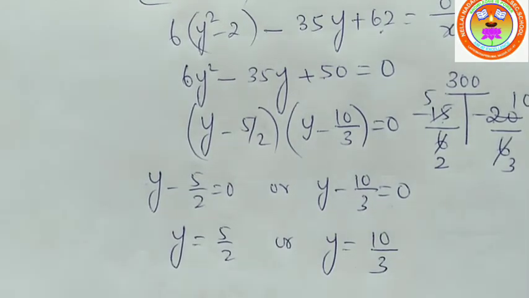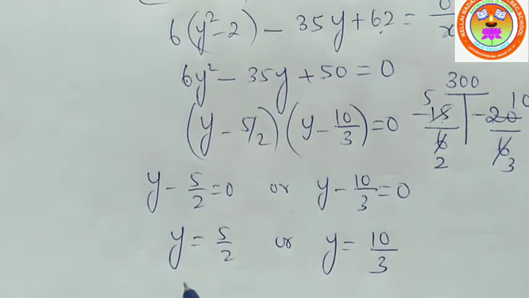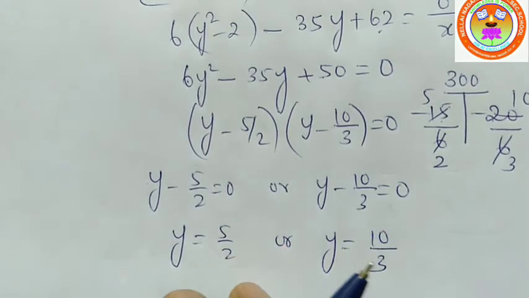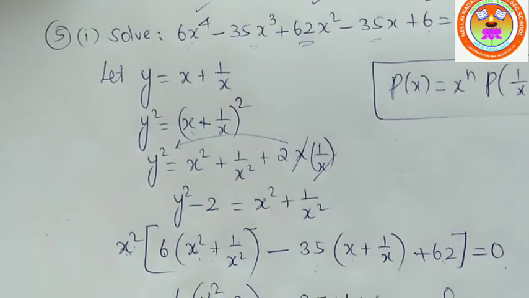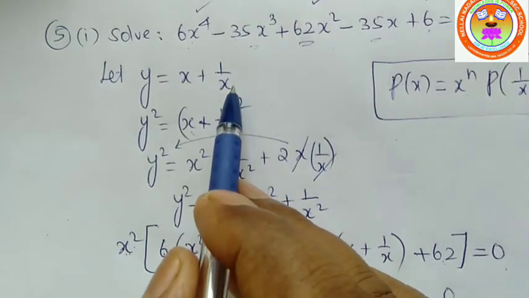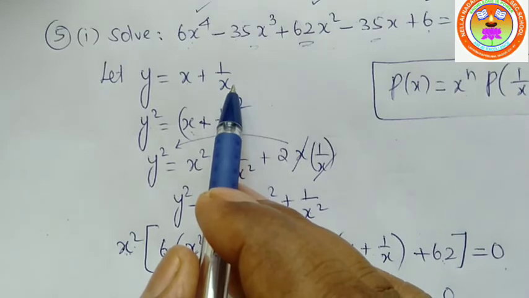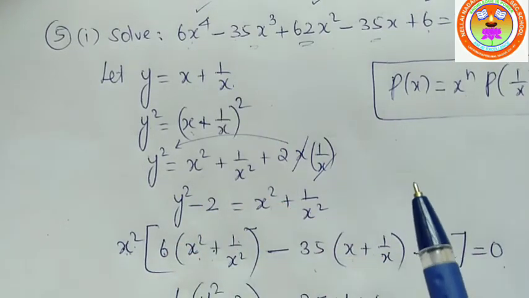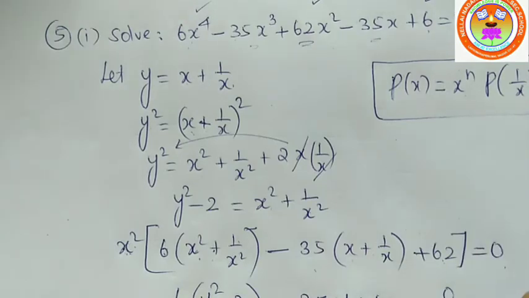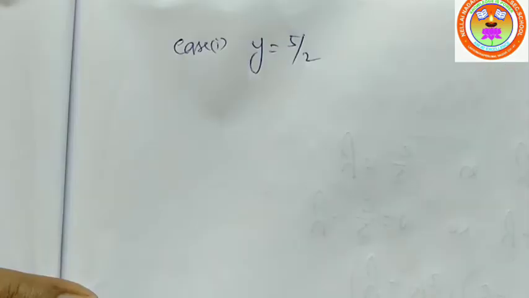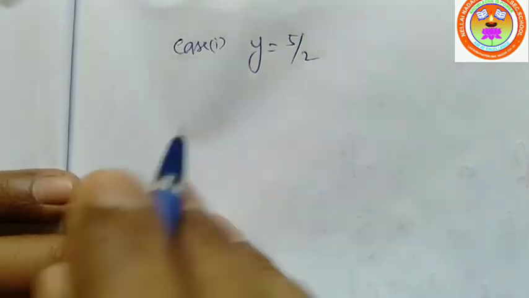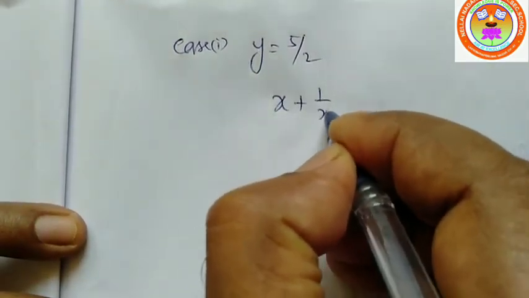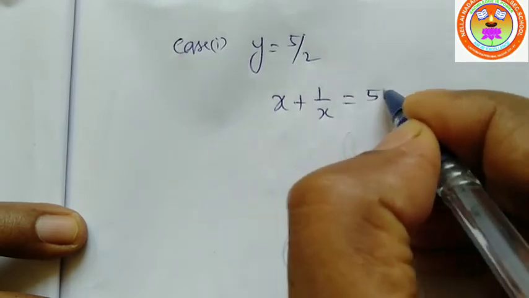So there are two cases arising, right? The first case, we have to treat y is equal to 5 by 2. But what is y? Y means x plus 1 by x. So we are going to do this in two cases. The first case, we are considering y is equal to 5 by 2. If y is equal to 5 by 2, what is y? Y means x plus 1 by x, which is equal to 5 by 2.